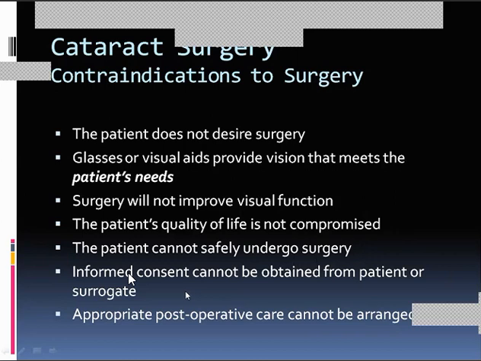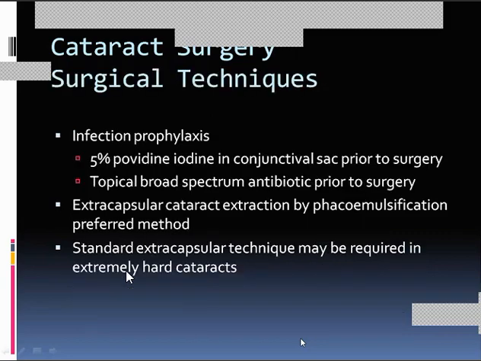And then informed consent cannot be obtained from the patient and the surrogate. And the consent is also, from the doctor's point of view, very important. When they don't want to give the consent, then we should not do it. These are all practical things we have to learn for your purpose. And appropriate postoperative care cannot be arranged in such cases. The postoperative care is very important. So in such cases also, we should not do cataract surgery.